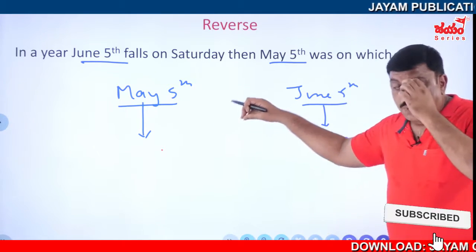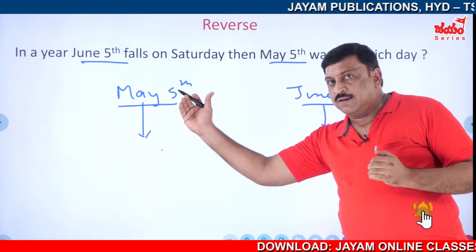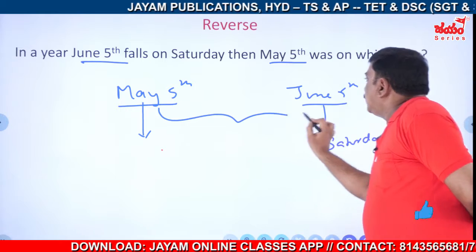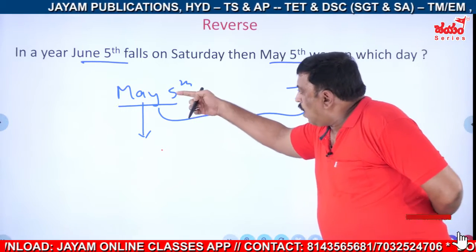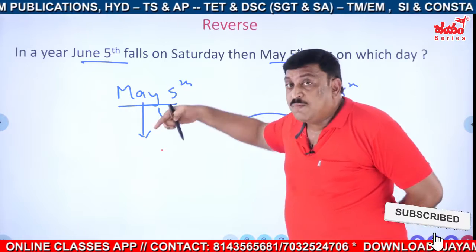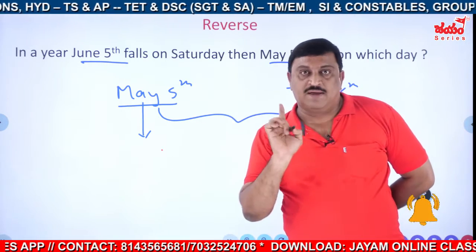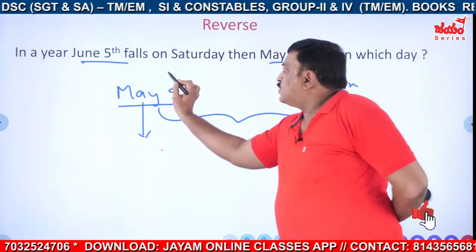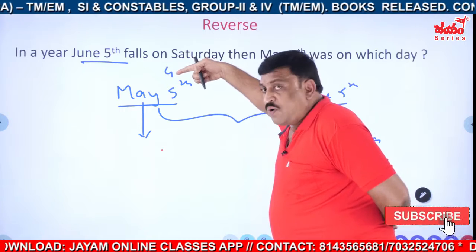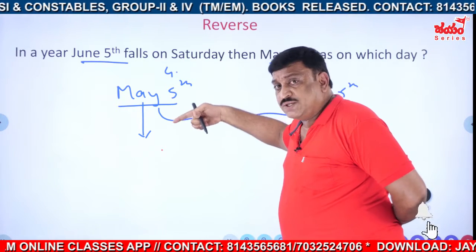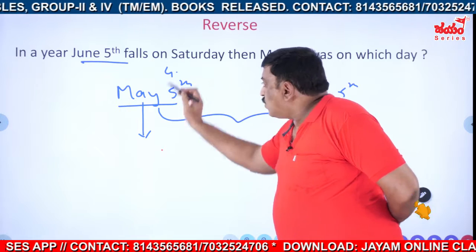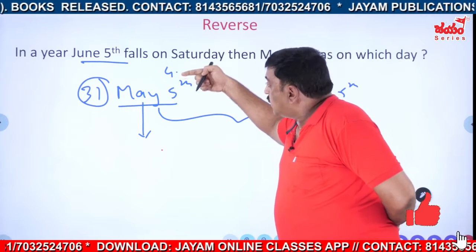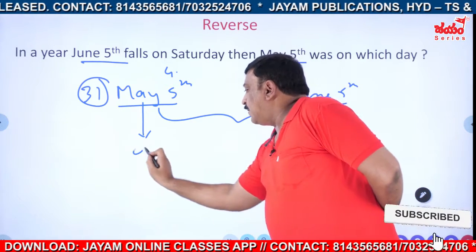But now, how to prove this one? Let us go back from May. After May 5th, including May 5th, how many days are there in the month of May? May 4th is excluded, so 4 plus how much? May has a total of 31 days, so you have to count 27, that is 27.